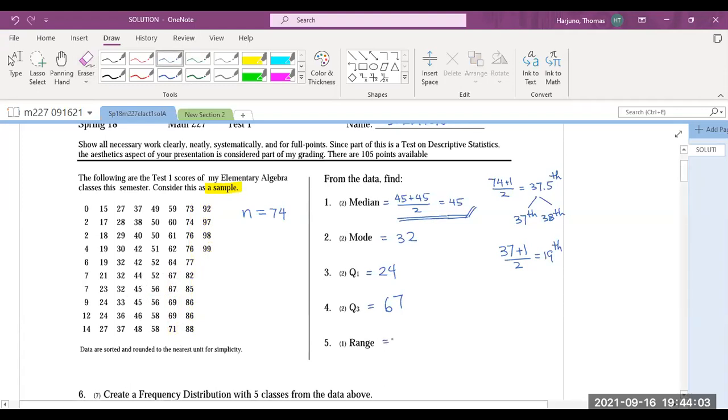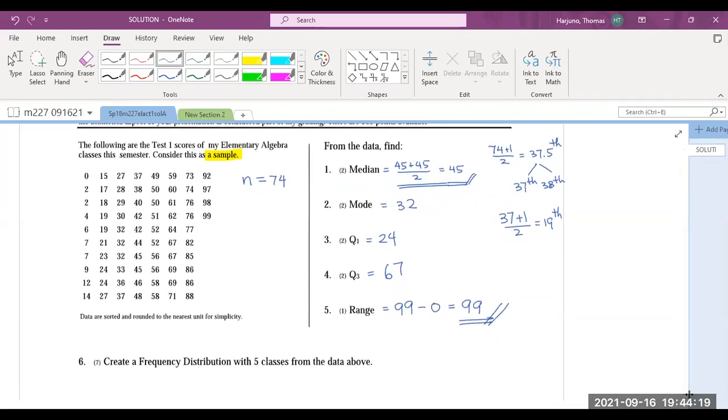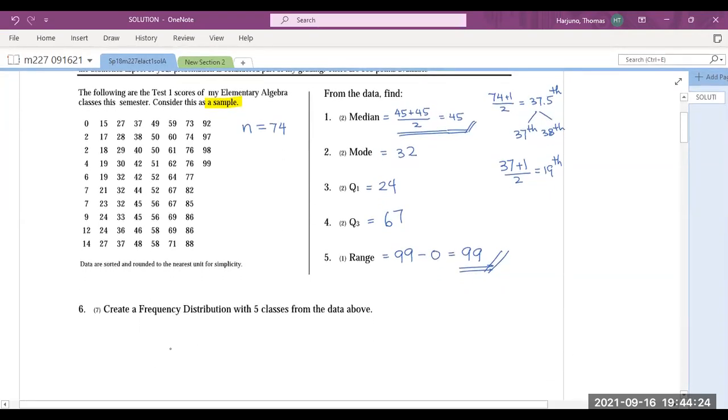The range is equal to the largest data minus the smallest data. So the range is 99. Number 6, create a frequency distribution with 5 classes from the data above. We need to first find the class width. The class width, W, is equal to the ceiling of the range over the number of classes.